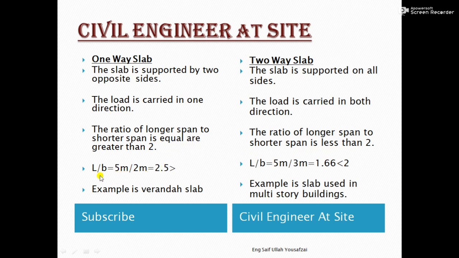So here is the example: length divided by breadth. Length is 5 meters and width is 2 meters. So 5 divided by 2 is equal to 2.5, which is greater than 2. And here L divided by b, which is 5 meters divided by 3 meters, is equal to 1.66, which is less than 2. And here we have already told you that the example of a one-way slab is a veranda slab, and the example of a two-way slab is the slab used in a multi-story building.